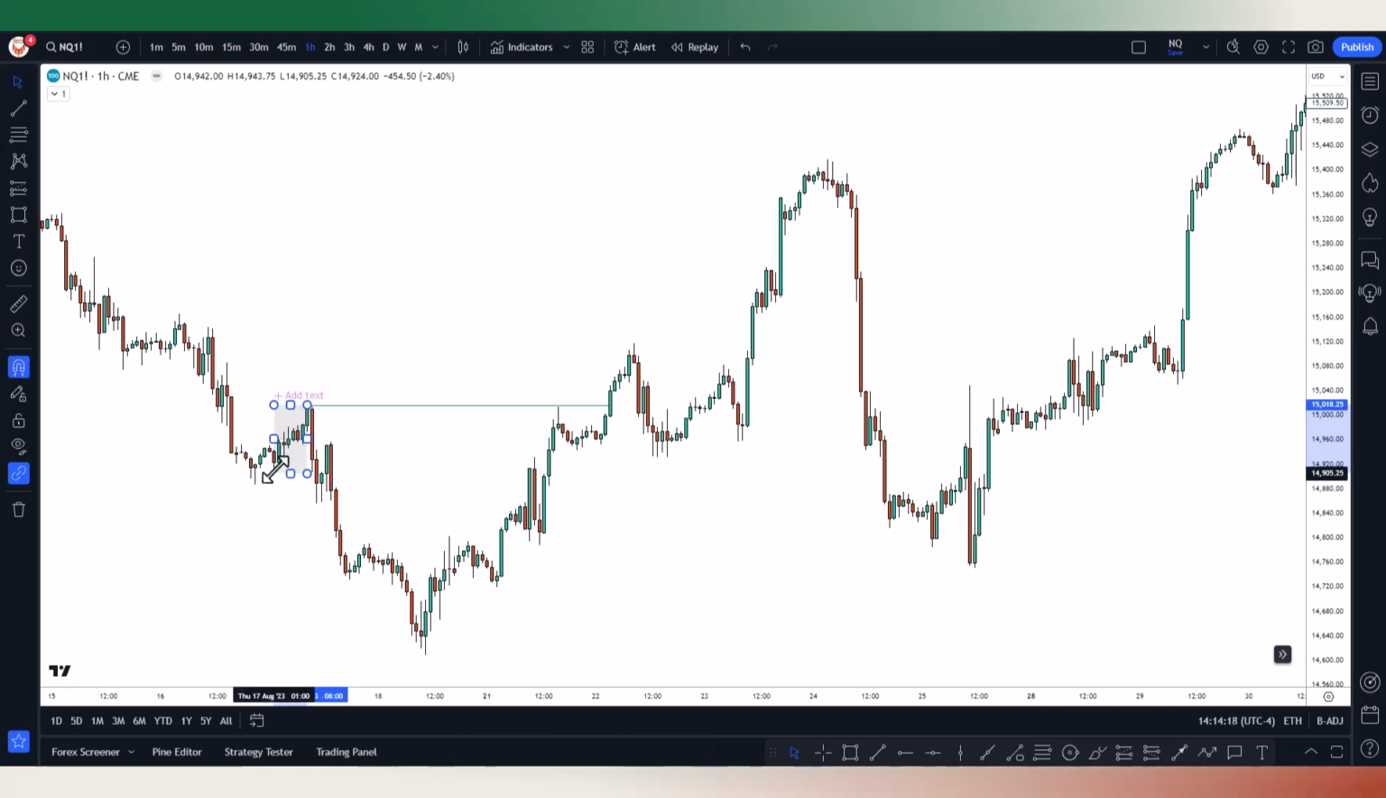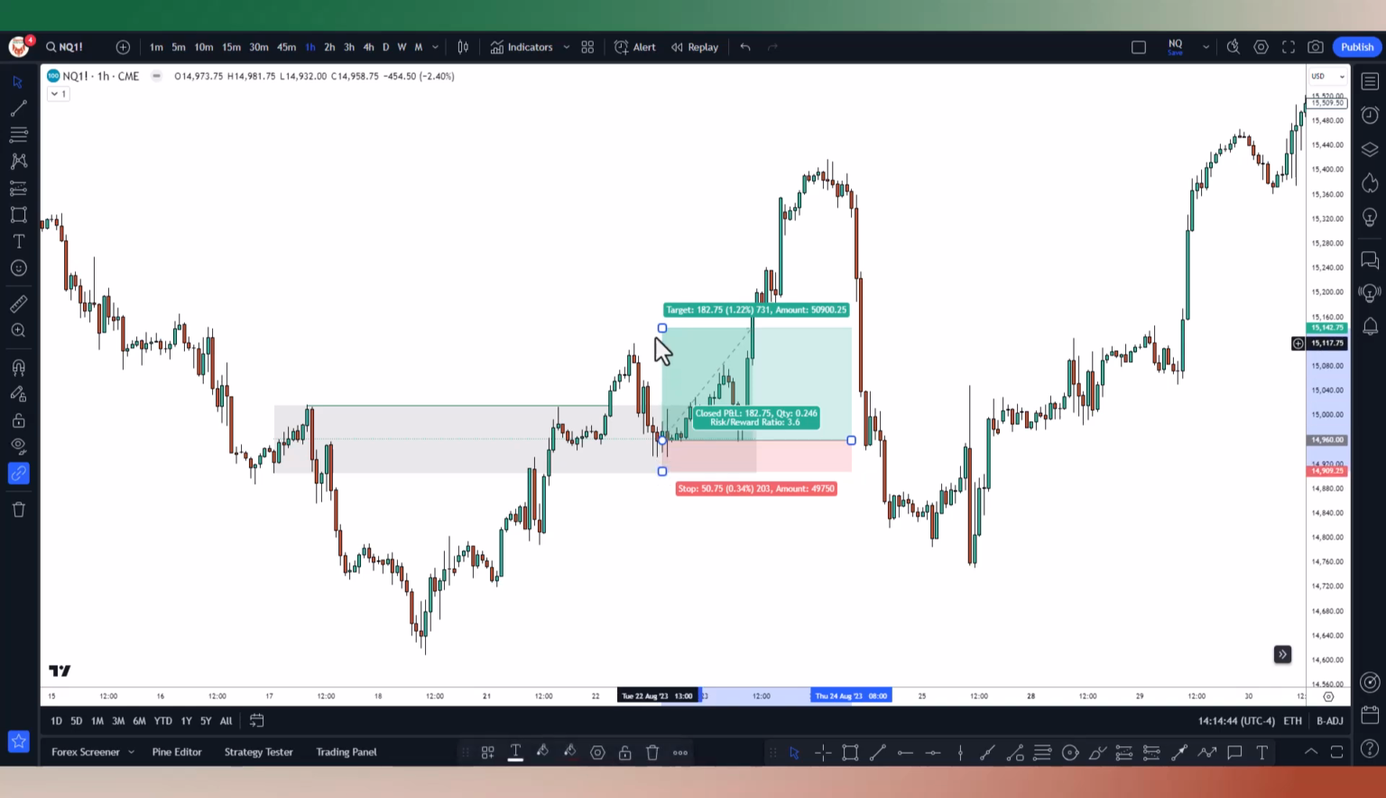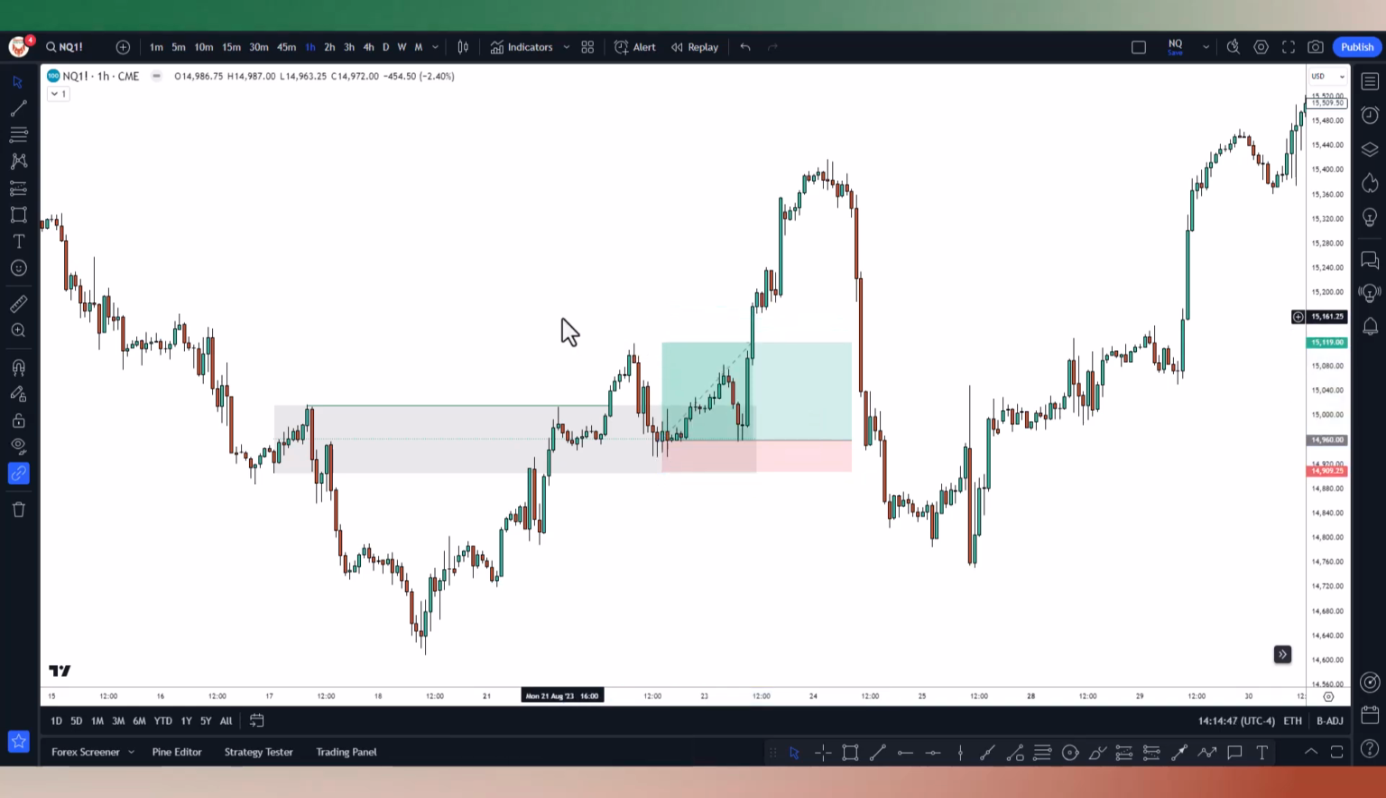All right, so I'm going to take the first zone responsible for all of this move down, and as you see, when we traded above and took that high, we came back exactly at the 50%, and you can trade at the 50%, taking, for example, this. All right, it is a good 1 to 3 risk to reward.